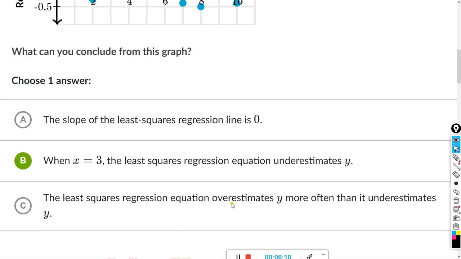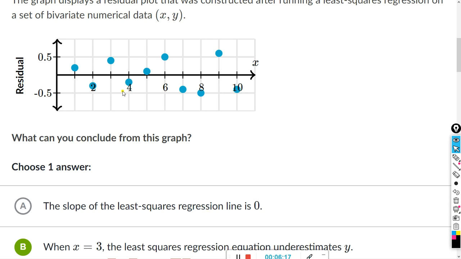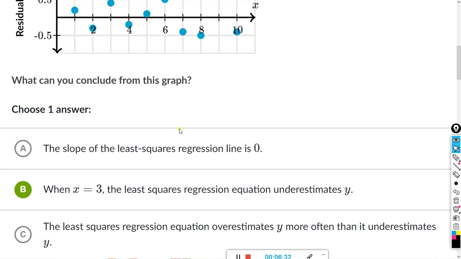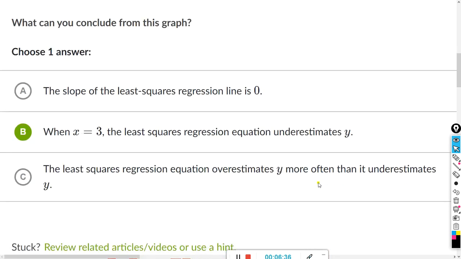Answer C says it overestimates more often than it underestimates. But we can see that's not true. The points underneath the x-axis are where it overestimates, and the ones above are where it underestimates. So I think in this case it overestimated more often. But it doesn't matter because it says choose one answer, and I know that B is correct.